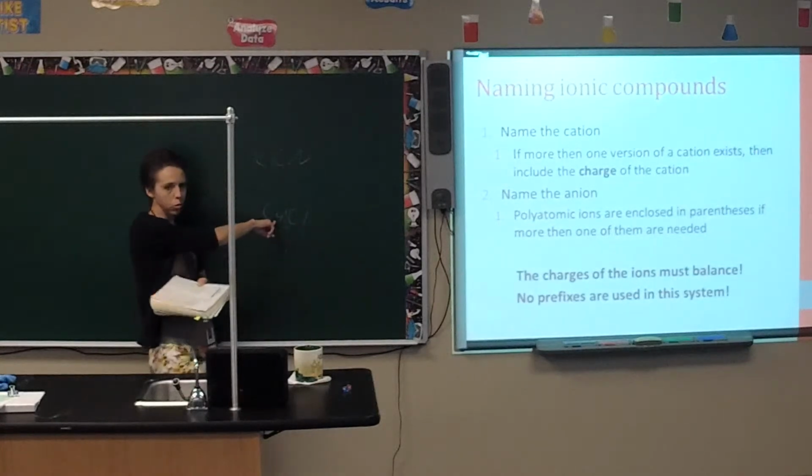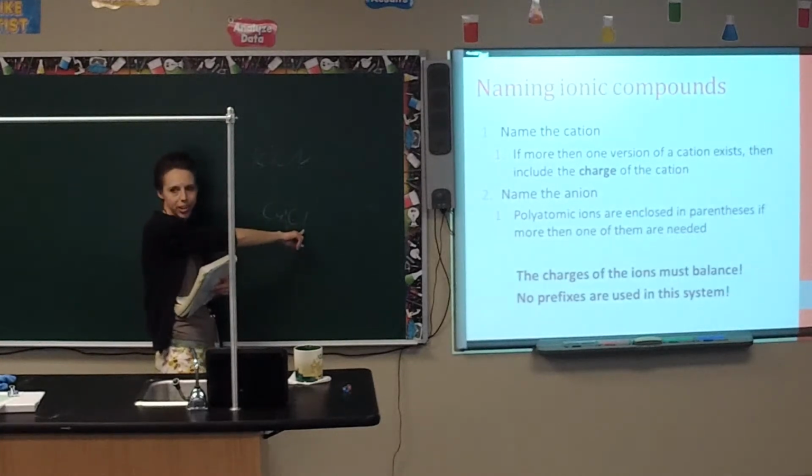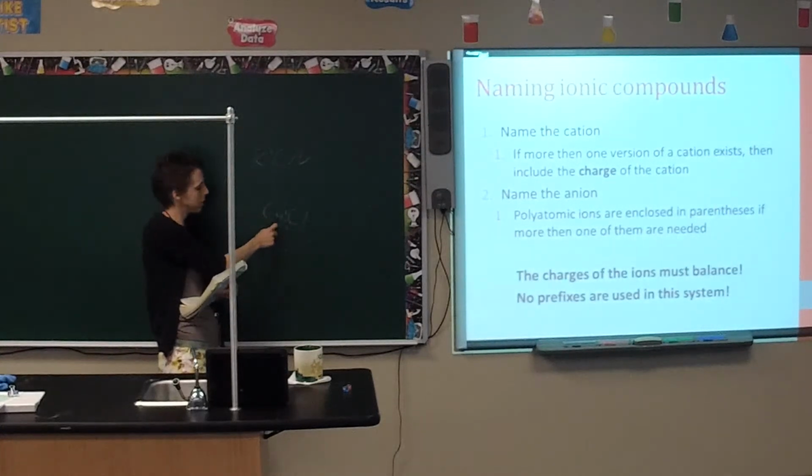Alright, so what is this one, Ethan? Cu. Let him figure it out. Copper. Alright, what is this one? CuCl. Okay, now this one's a little bit trickier.